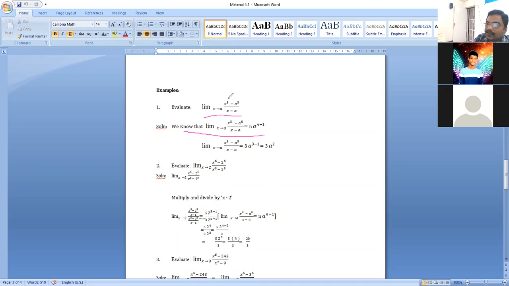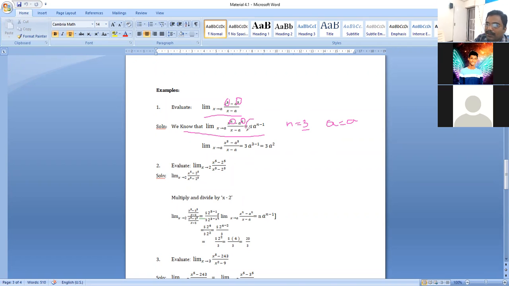So, limit x tends to a. What is n here? See here, what is the form? x power n, a power n. What is n here? Cube, 3. Yes, n equal to 3. Okay. What is a here? a is the same, a equal to a.